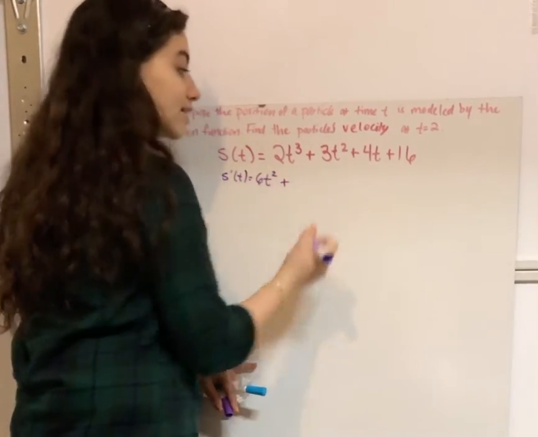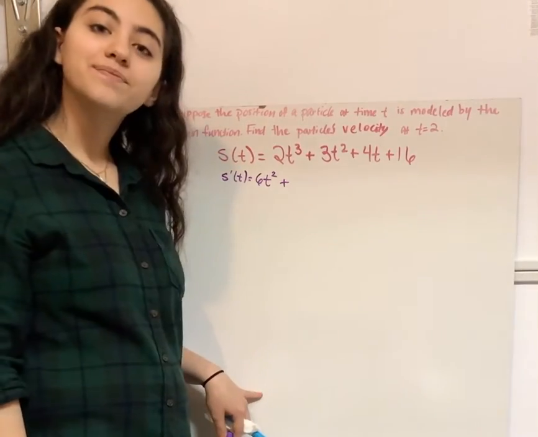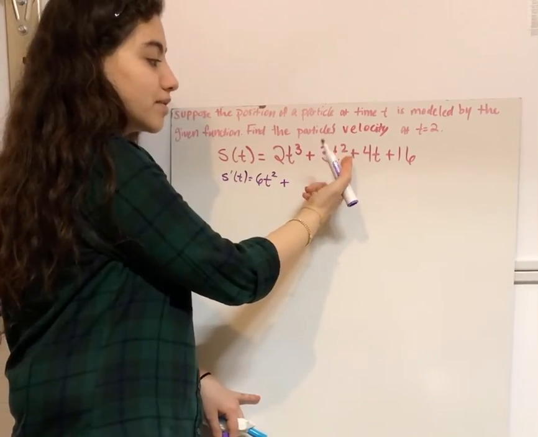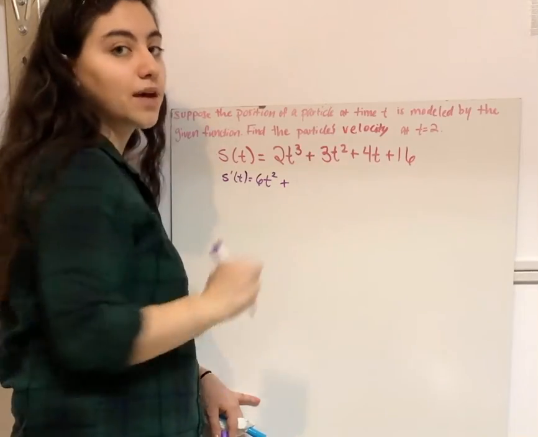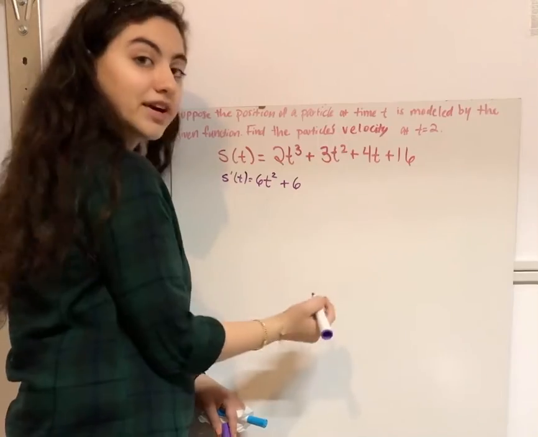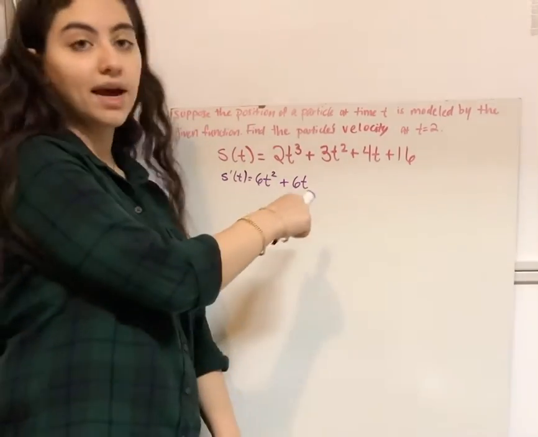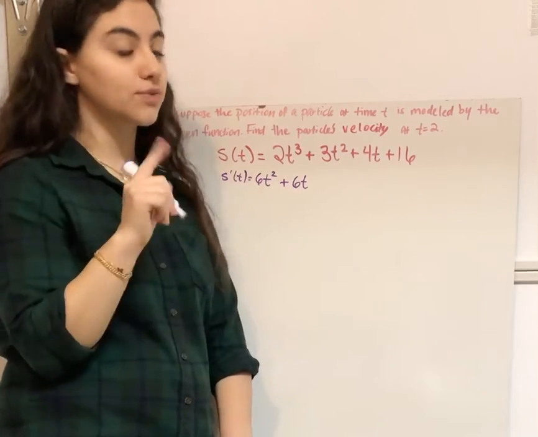Moving on to our next term, 3t squared. Let's use the power rule again. The exponent is 2, the coefficient is 3. Multiplied by each other, we get 6. Write our variable t, and then we say the exponent 2 minus 1 is just 1.